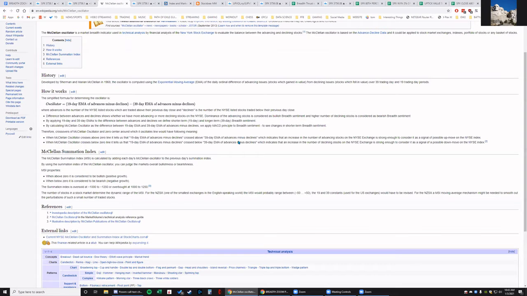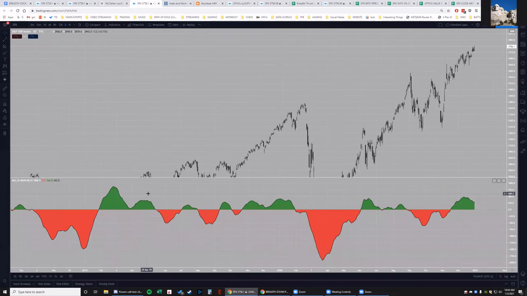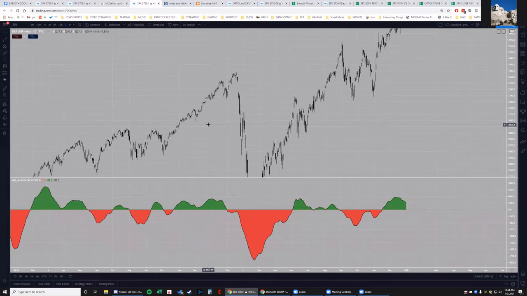Here's another one, the McClellan oscillator. So the 19 EMA of advances minus declines minus the 39 EMA of advances minus declines. So it gets a lot more complex. Complexity isn't always better, in my opinion, but a lot of people like this one. And then the summation index, it's the cumulative each day, just like the ADL. And this is what that looks like. And again, people just look for divergences.